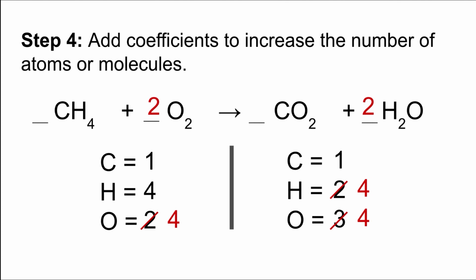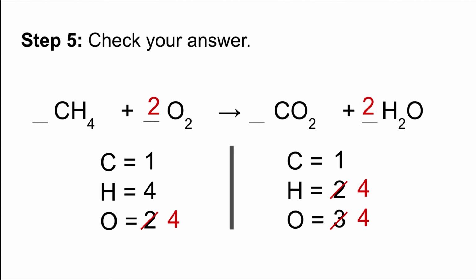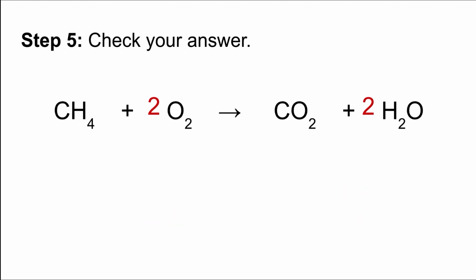The final step in balancing an equation is to check your answer. We need to compare both reactants and products. There is now an equal number of carbon, hydrogen, and oxygen on each side of the reaction, so our equation is balanced.